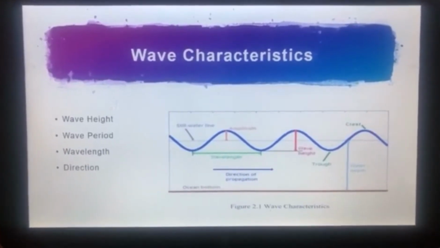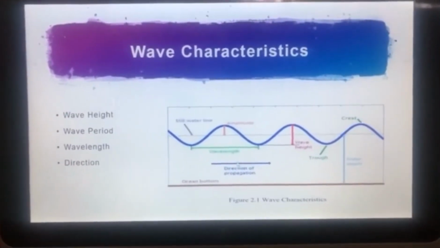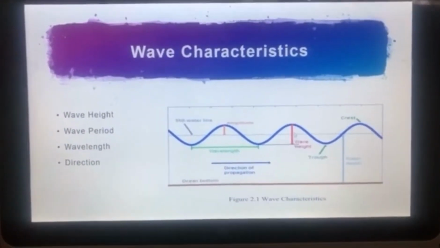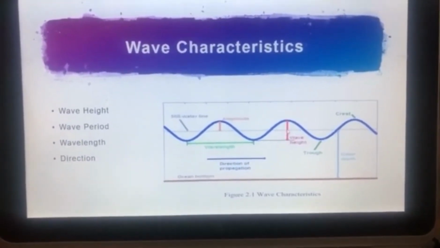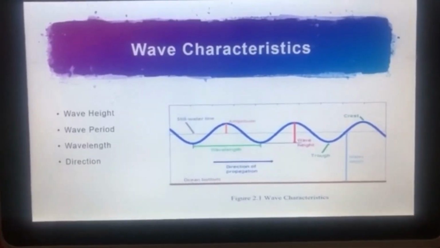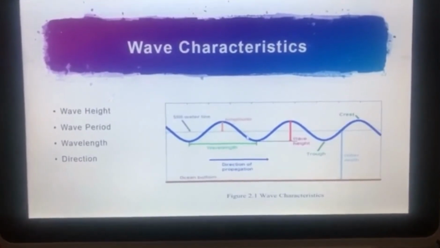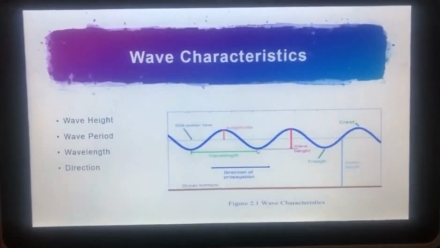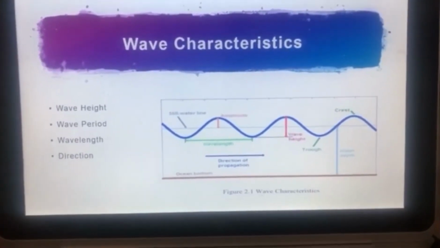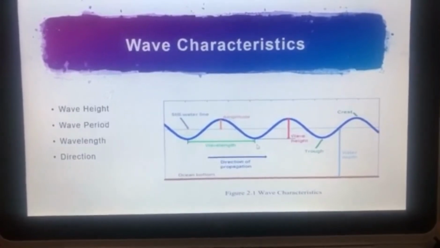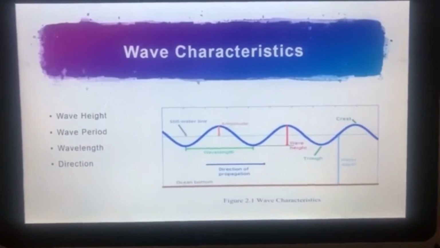So the wave characteristics include the wave height, wave period, wavelength, and direction. As you can see here in the figure, wave height is the vertical distance between a crest and its neighboring trough. Wave period is the time taken for a crest or trough to move past a point. Wavelength is the horizontal distance between two consecutive crests or two consecutive troughs, which is shown here by the green line. And direction of wave is the direction from which the waves are approaching the coastal structures.